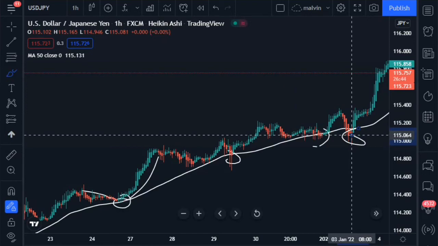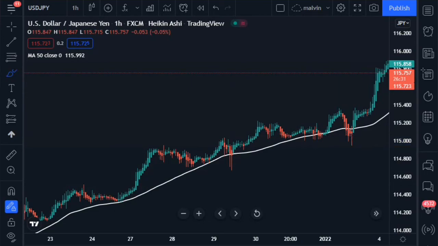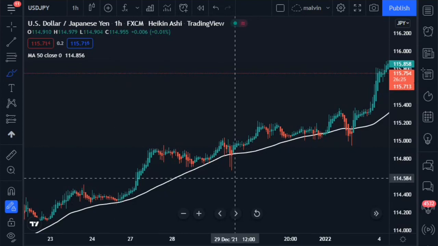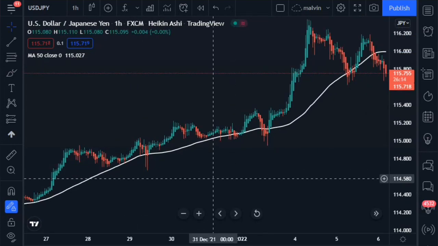At the beginning of this, we said whenever you see more green candles, you should know that price is in an uptrend, and whenever you see more red candles, you should know that price is in a downtrend. Now, you don't need all of those things to work with. You just need the 50 moving average to tell you that price is above, telling you that price is in an uptrend, or below, which is telling you it's a downtrend.